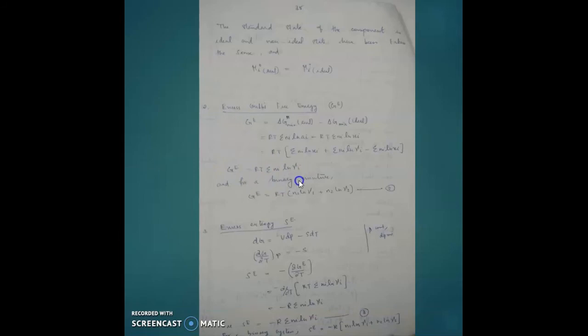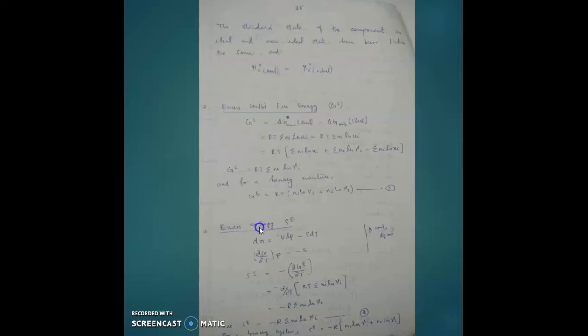And imagine our system is a binary mixture, then we have to consider two constituents, 1 and 2, right? So this equation can be expressed as G^E is equal to RT into, instead of sigma Ni ln gamma i, N1 ln gamma 1 plus N2 ln gamma 2. If there were three components, it will be G^E is equal to RT into N1 ln gamma 1 plus N2 ln gamma 2 plus N3 ln gamma 3, like that. Okay, so remember this expression: excess Gibbs free energy G^E is equal to RT sigma Ni ln gamma i.